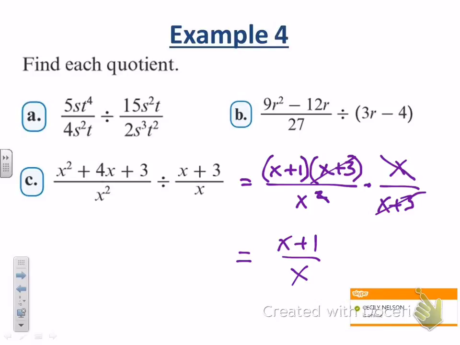Multiplication and division of fractions has always been easier than addition and subtraction of fractions, which we're going to do later in this unit. We actually have to get a common denominator, and we do that also by factoring, because the least common denominator is the least common multiple, and you find the least common multiple by making sure that you have factors of all your terms. All right?